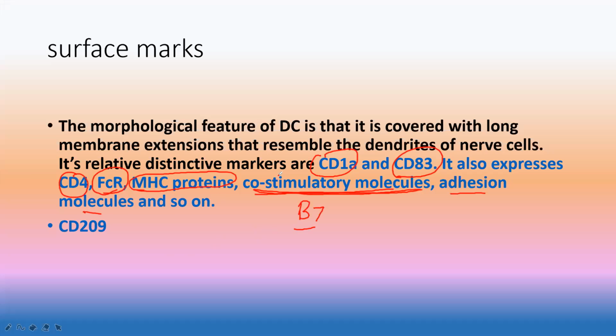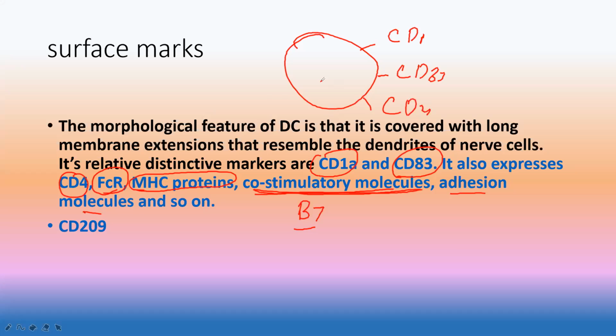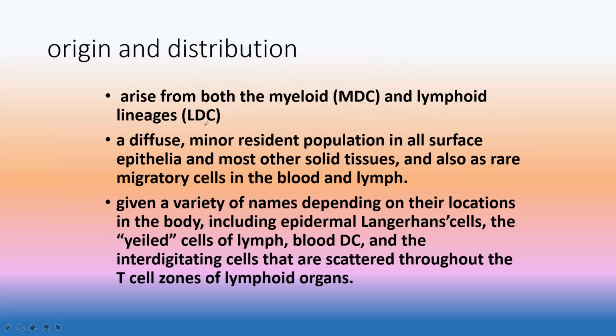So these are the surface proteins of the dendritic cell. Dendritic cells have CD1, CD83, CD4, and MHC protein. This is very important for us for antigen presentation. Okay, very important. So these are some surface markers present on dendritic cells. Now, what is the origin of the dendritic cell?